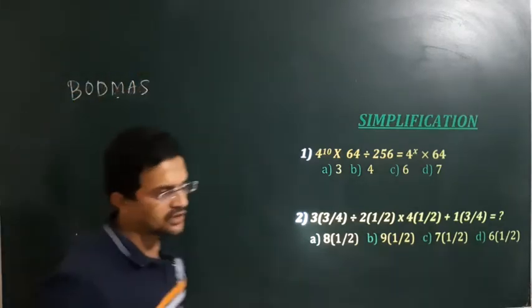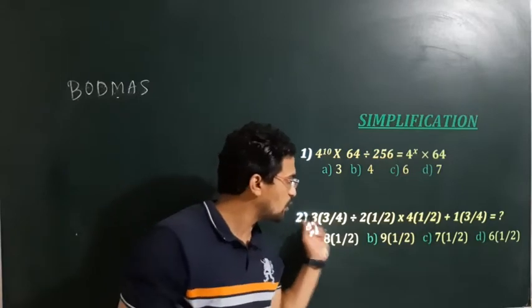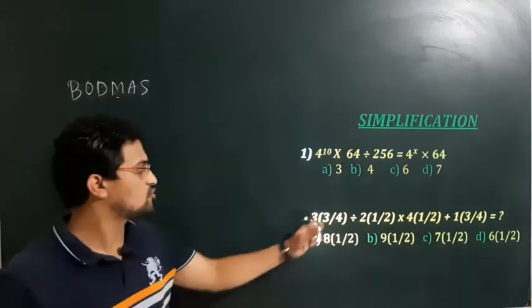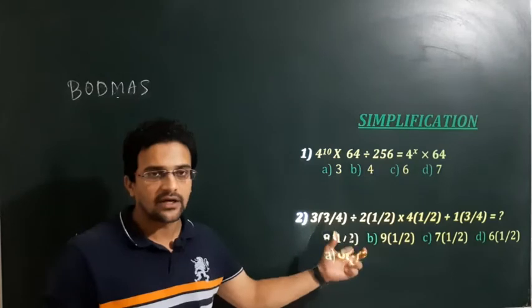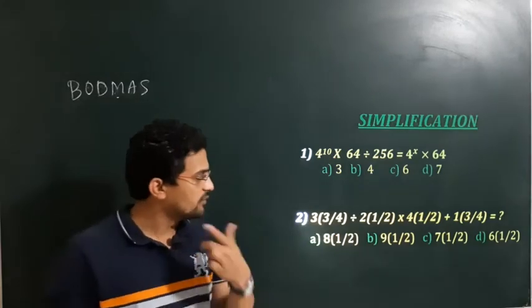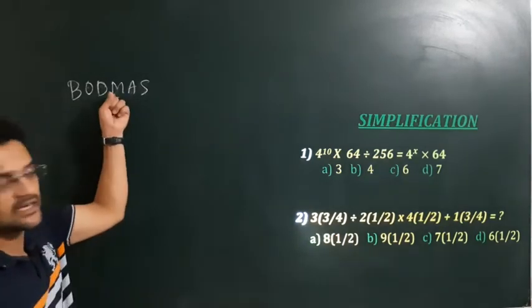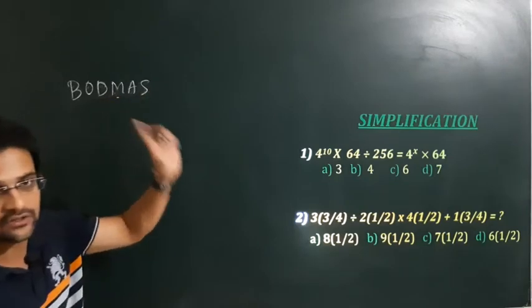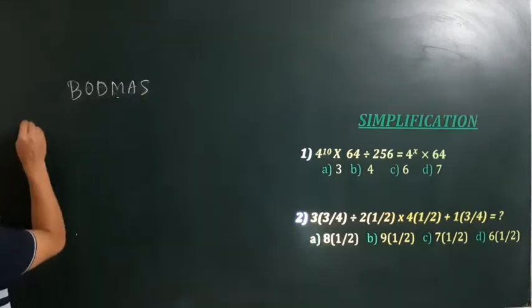Whenever there is an equation, first solve the bracket. After solving the bracket go for division, after division go for multiplication, and after multiplication addition or subtraction. After that, you have to know some rules.